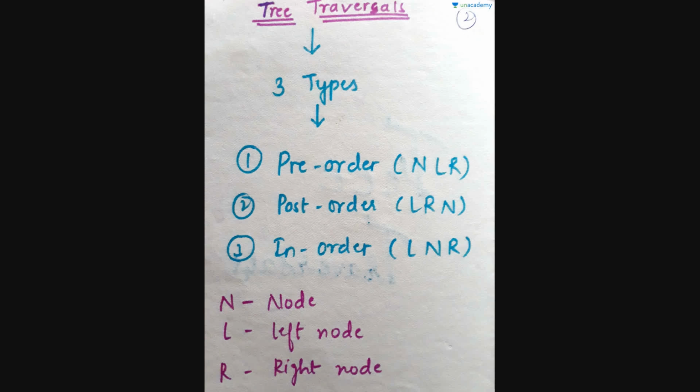For preorder we use NLR, where N stands for node, L stands for left node, and R stands for right node. Postorder requires LRN. What is this LRN? L stands for the left node, R stands for the right node, and then N stands for the main root node. And then lastly the inorder. Inorder has the rule LNR, that is left node, then the root node, and then the right node.